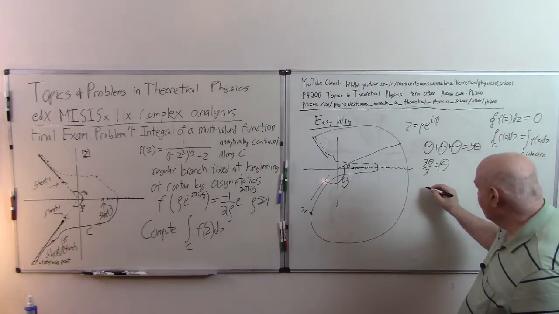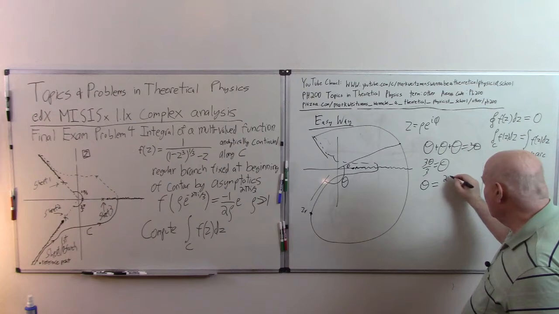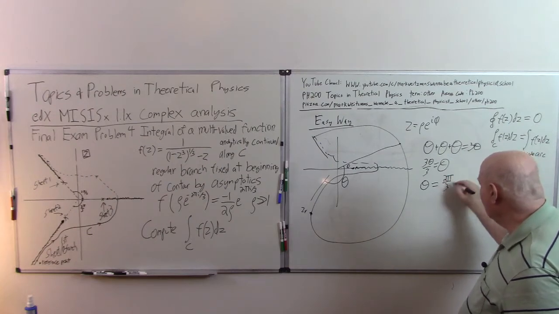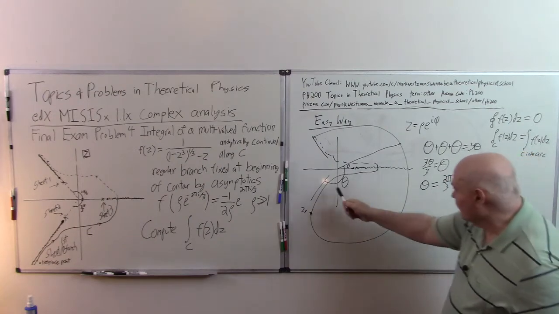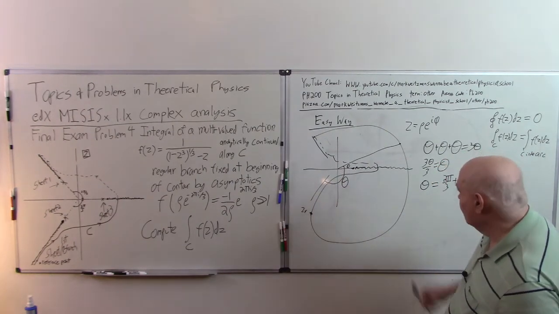And we have that theta is equal to 2 pi over 3 plus phi. In other words, we go from here to here, this is 2 pi over 3, and then we add phi. This is phi.